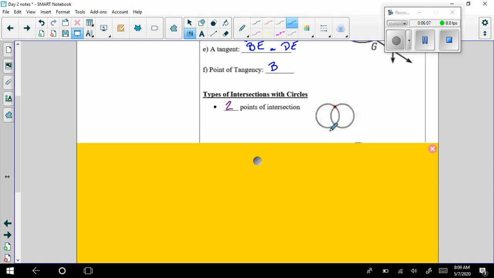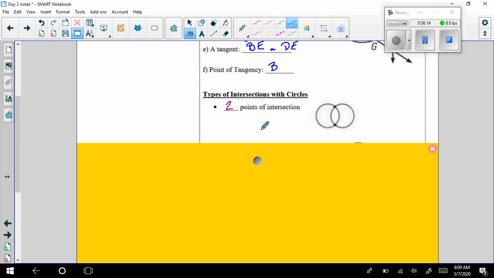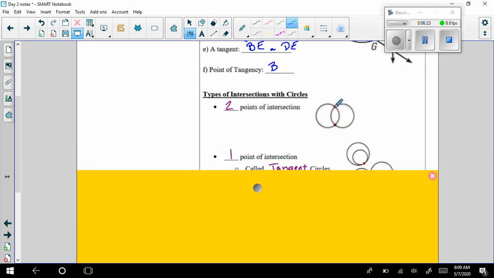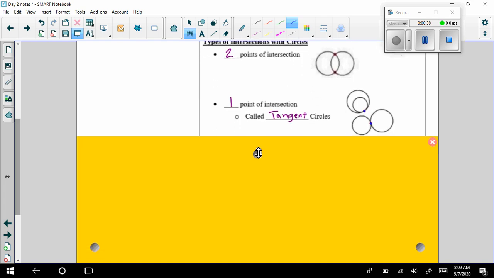All right, so you can have circles intersecting with a different number of points. That will sometimes affect how many tangent lines they have, but don't mix up points of intersection with a point of tangency. So these are intersecting, but they're not tangent at those points. When you have one point of intersection, that's when they're tangent circles. So these two circles only touch here, these two only touch here. Okay, so same with tangent line, it can only intersect once.